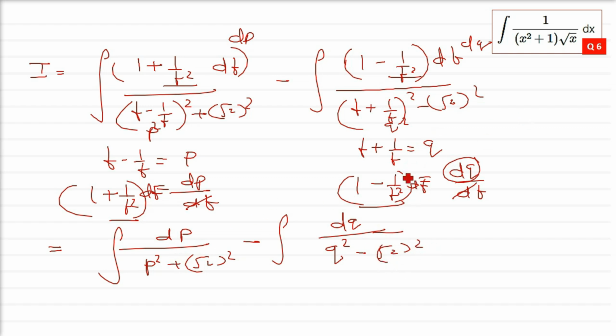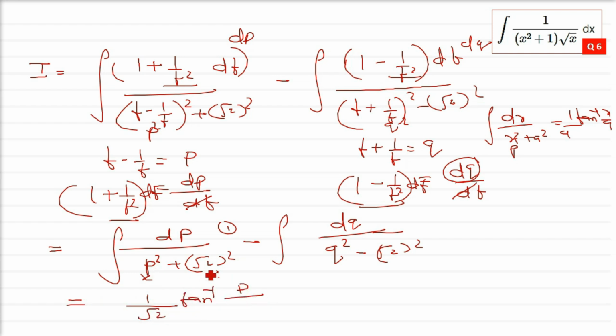Now we know that there are certain formulas we have been using a lot, that is integration of dx by x square plus a square. This will be 1 by a tan inverse x by a. This x will be taken as p in this case and root 2 will be taken as a. So let us complete this first: 1 by root 2, tan inverse p by root 2.